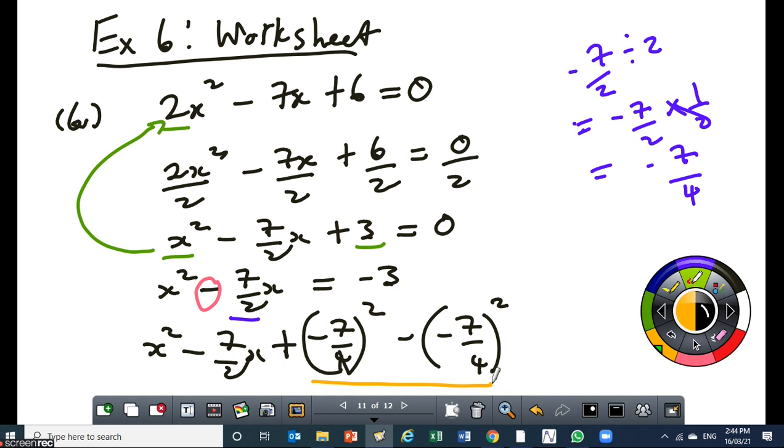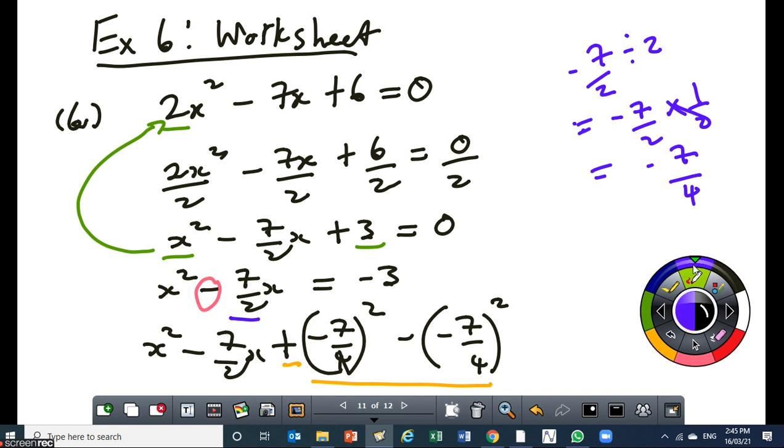Yes. You see here I added minus 7 over 4 squared. I have to subtract it. So it will be minus, in open bracket, minus 7 over 4 all squared. But the result of this is 0. The objective of doing this here is to create the perfect square trinomial.